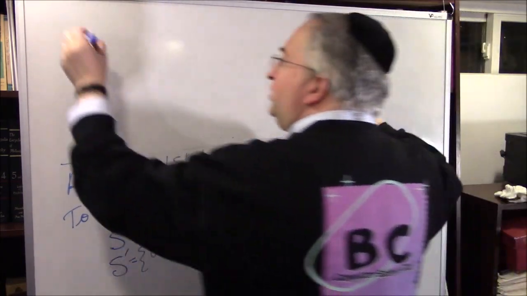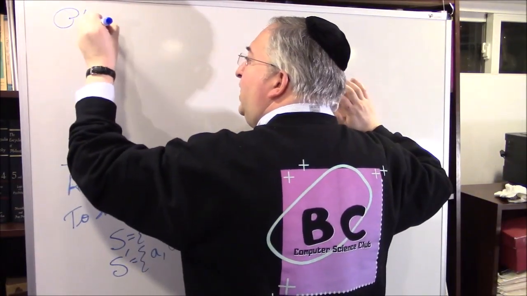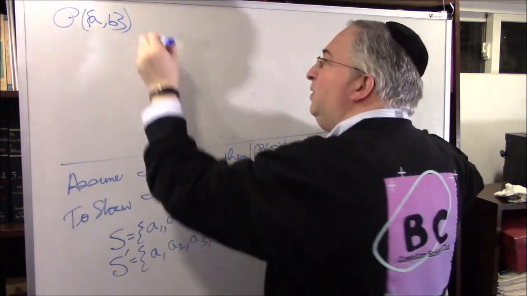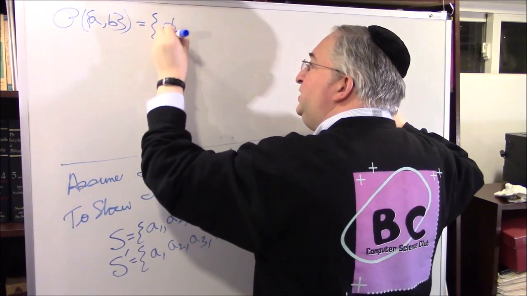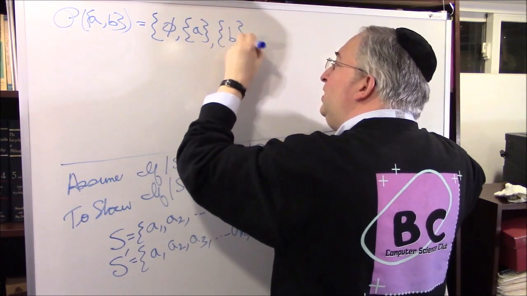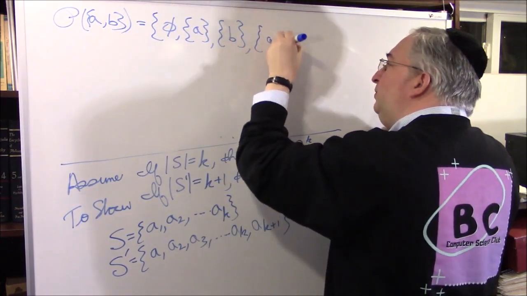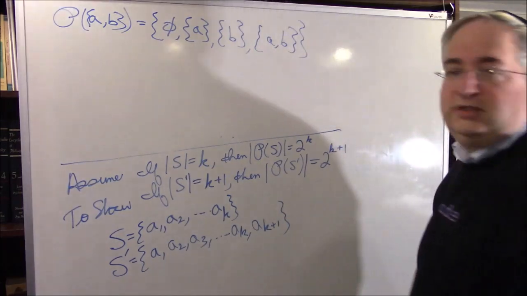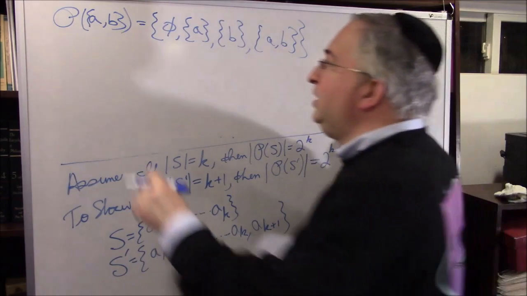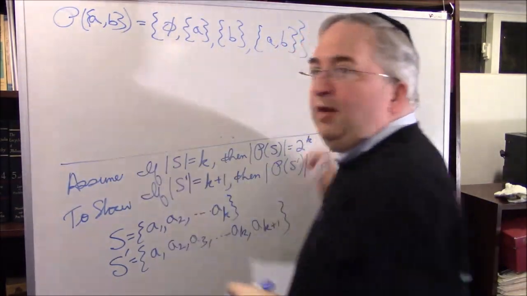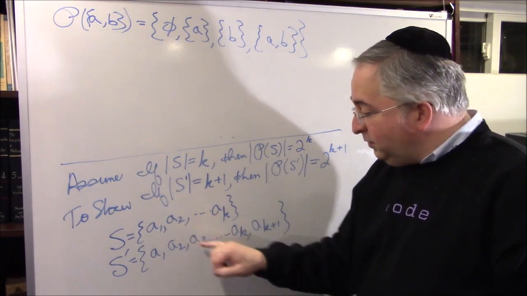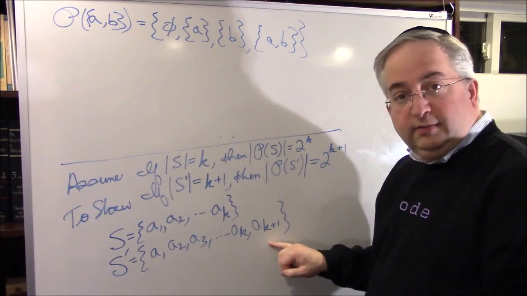Okay? So let's take the power set of A comma B. It's a two-element set. Let's see what we got. We get the empty set, the set containing A, the set containing B, the set containing A comma B. That's a four-element set. Great. Now I want to look at what happens when I have a third element. Again, I'm going up one because that's exactly what we did. We went from K to K plus 1.